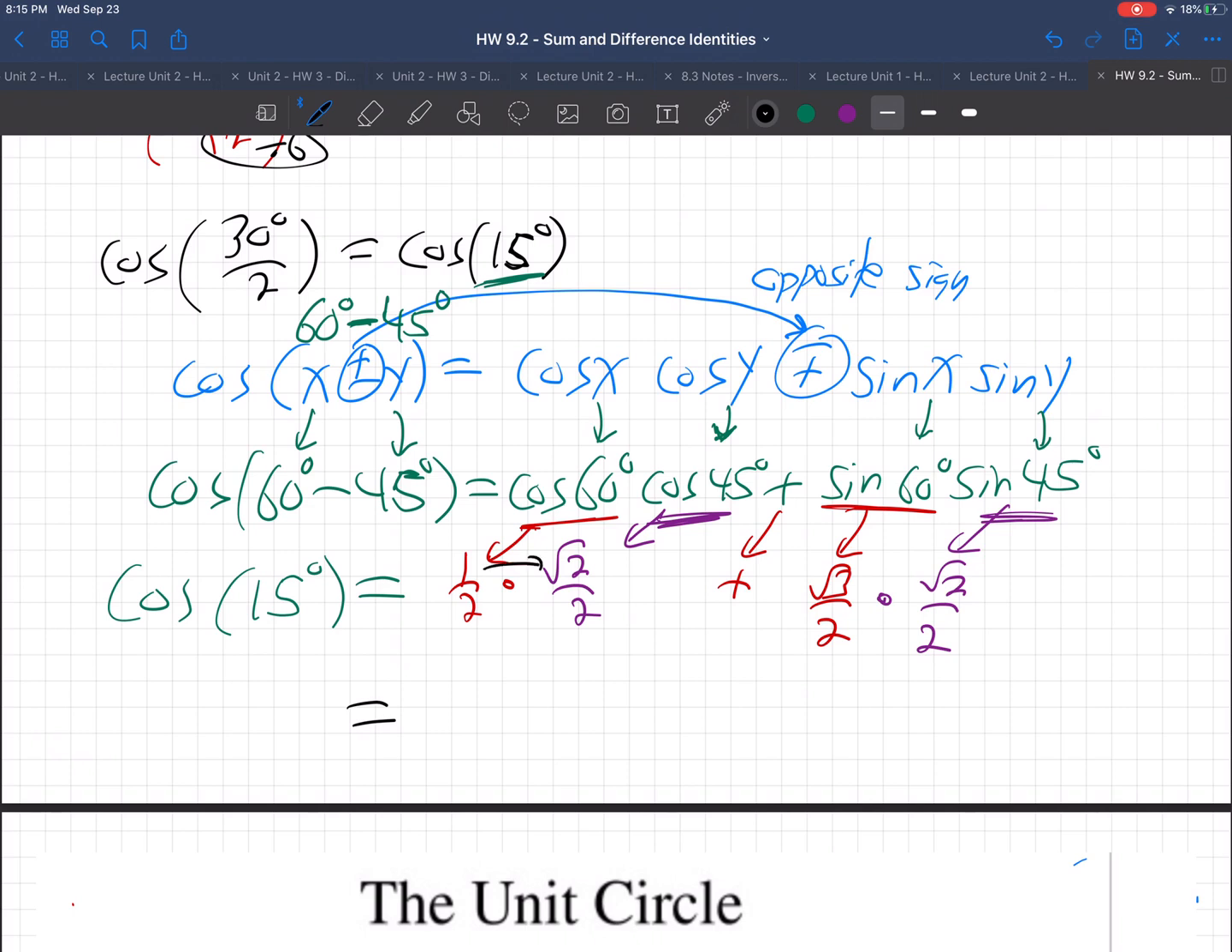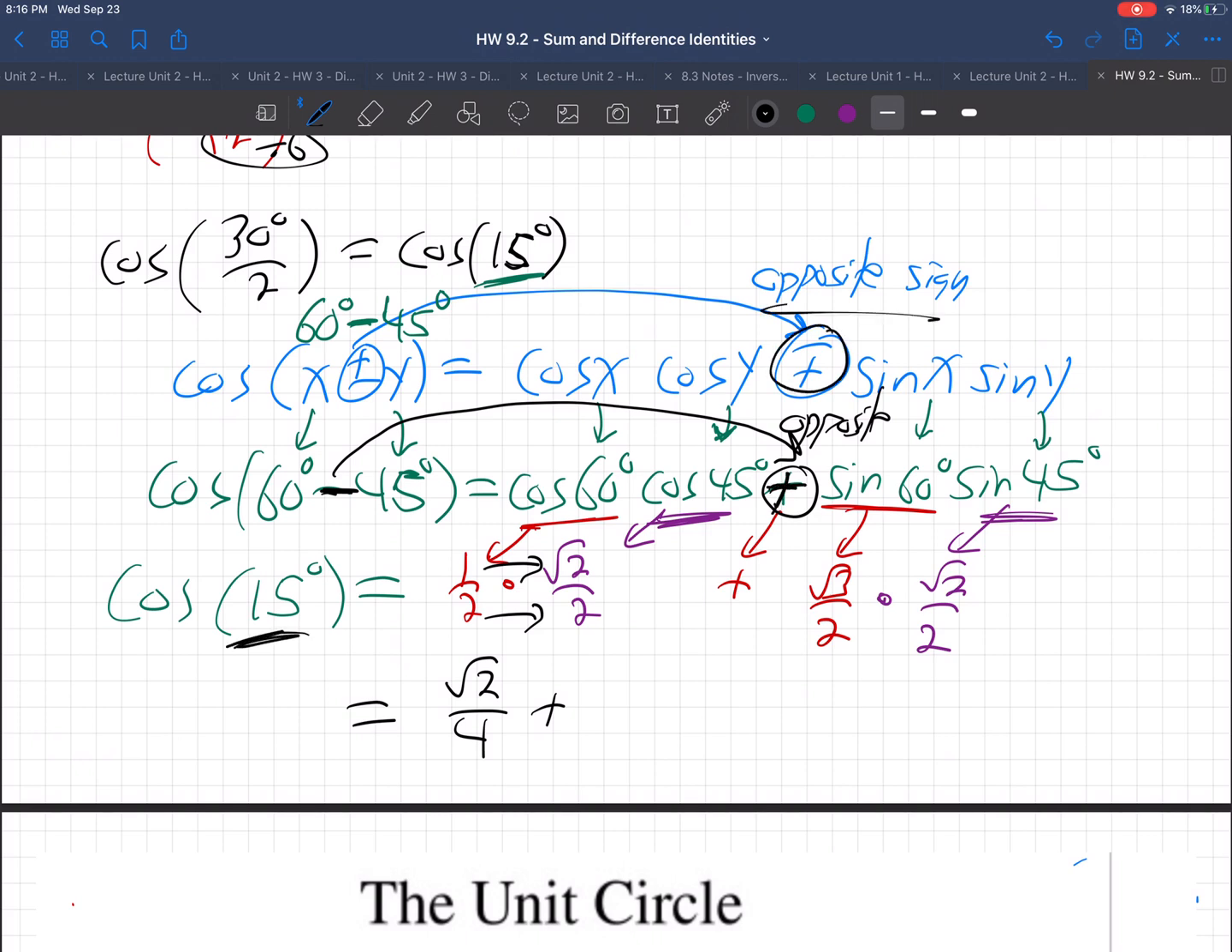So you just multiply straight across. 1 times root 2 is root 2. 2 times 2 is 4, plus. Oh, by the way, did you notice it was opposite sign here? Let me show you this. See how this is opposite? Because we had minus here, we had to subtract 60 minus 45 to get 15. Then that made it plus in the middle. That's what they're saying, opposite sign in the cosine formula.